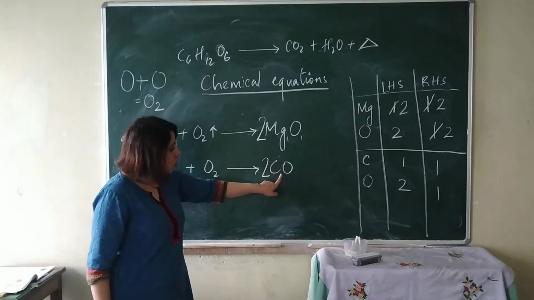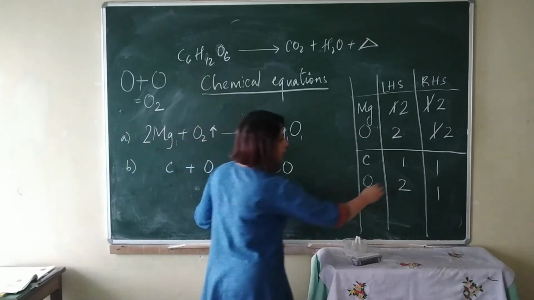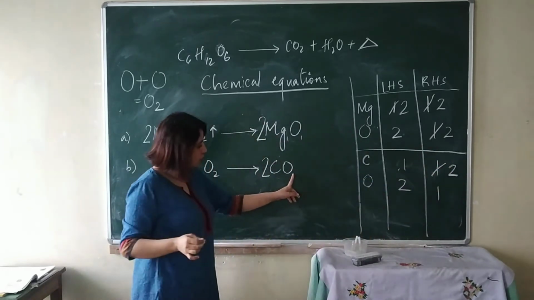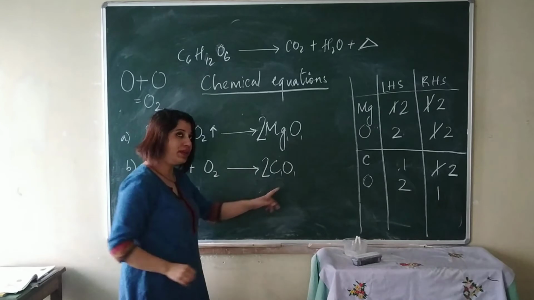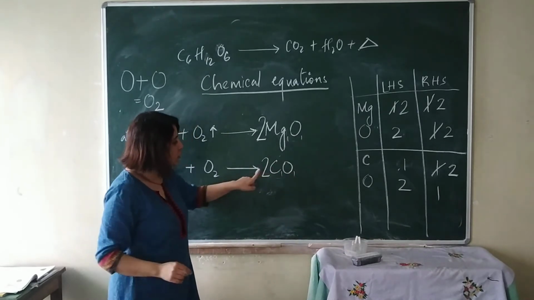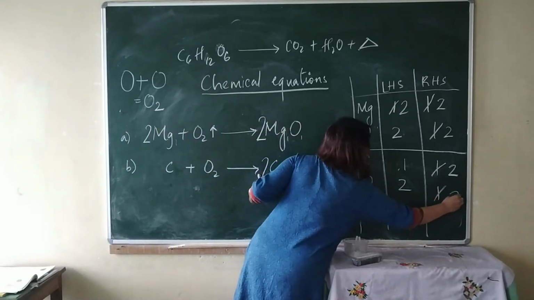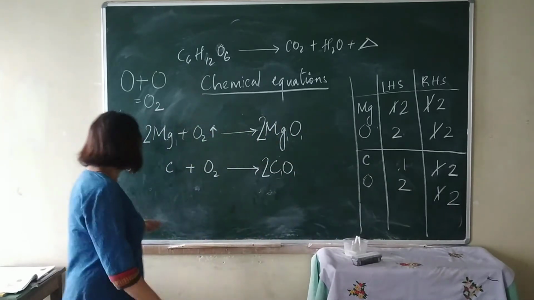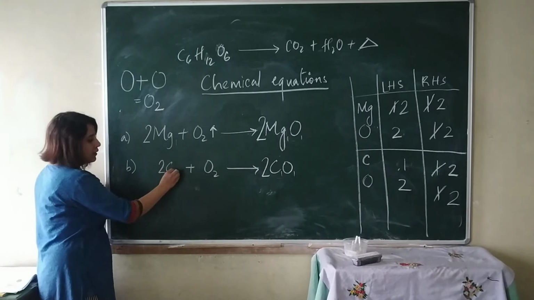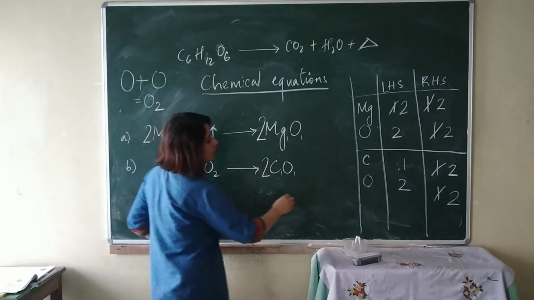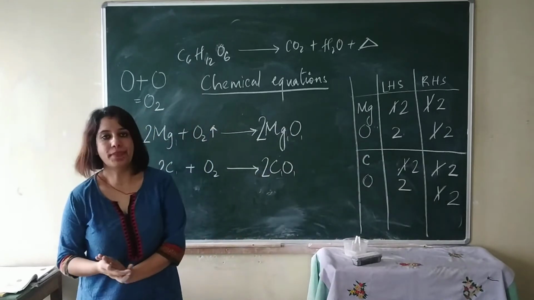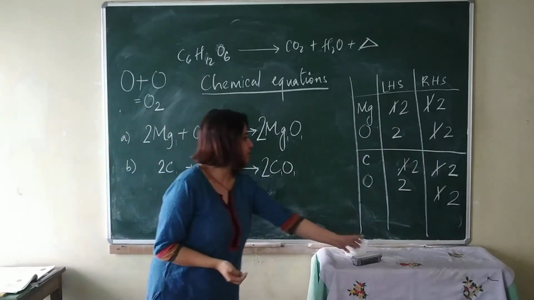Oxygen on the right hand side becomes 2. Oxygen, I told you nothing means 1, we have to multiply. 1 2s are 2. Now oxygen is balanced but carbon is not balanced. Come here, 1 2s are 2. So 2, 2, 2, 2, now it is balanced. One more.